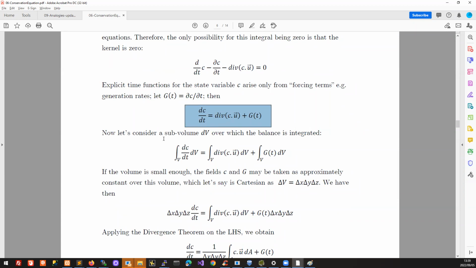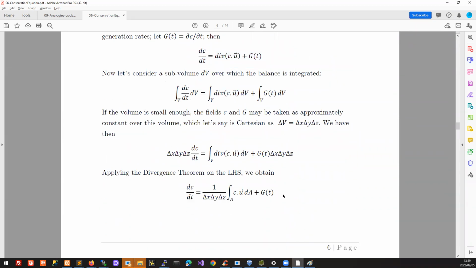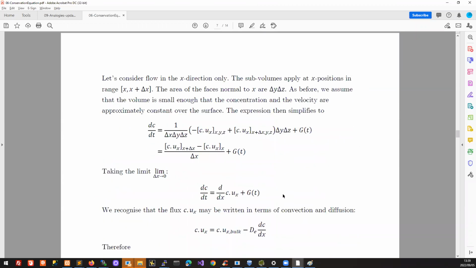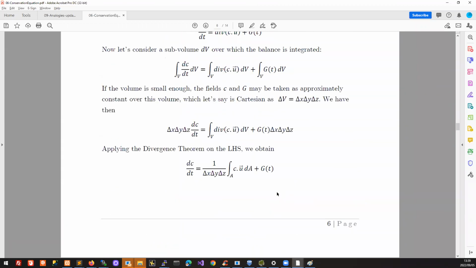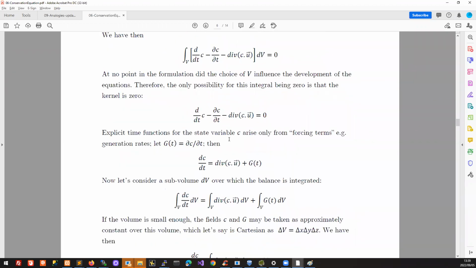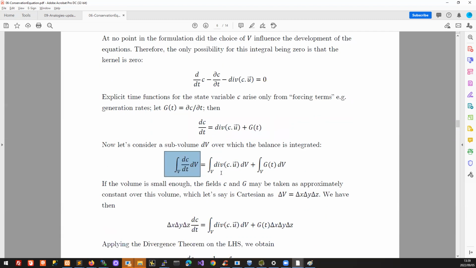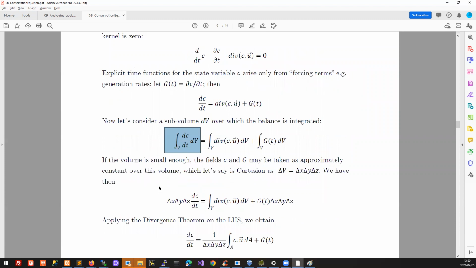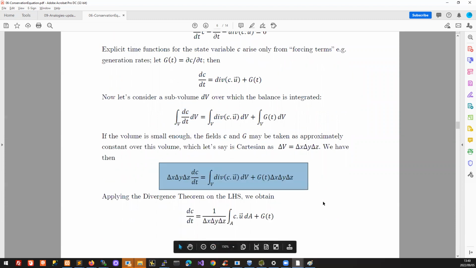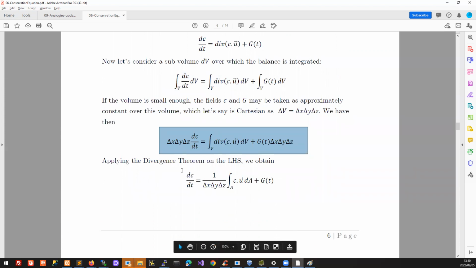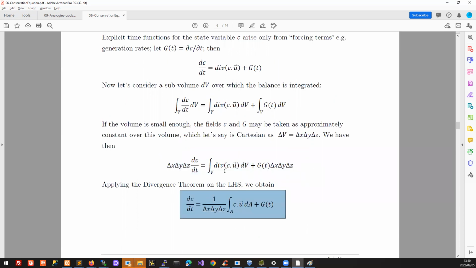And then why are we doing this part now? If you take some sub-volume delta V and you integrate left and right-hand sides over that volume, then you can see that you obtain the divergence theorem there. In other words, you are starting to get what we wrote for the control volumes.